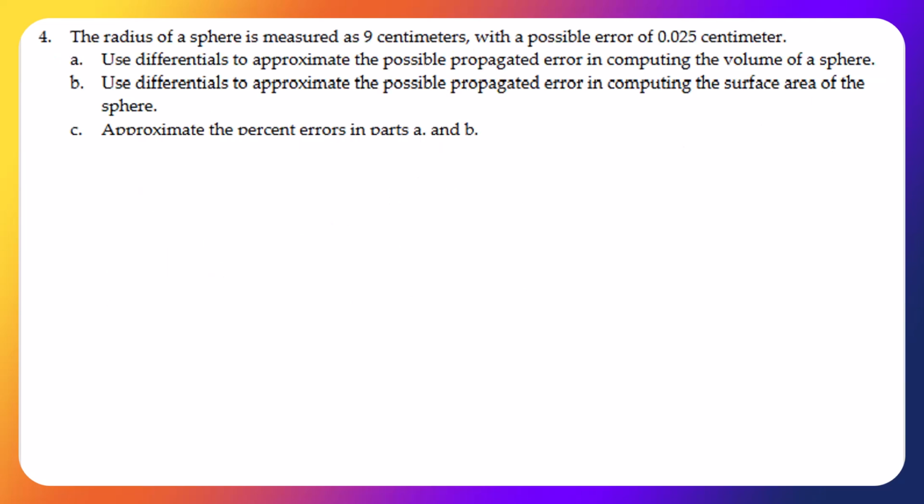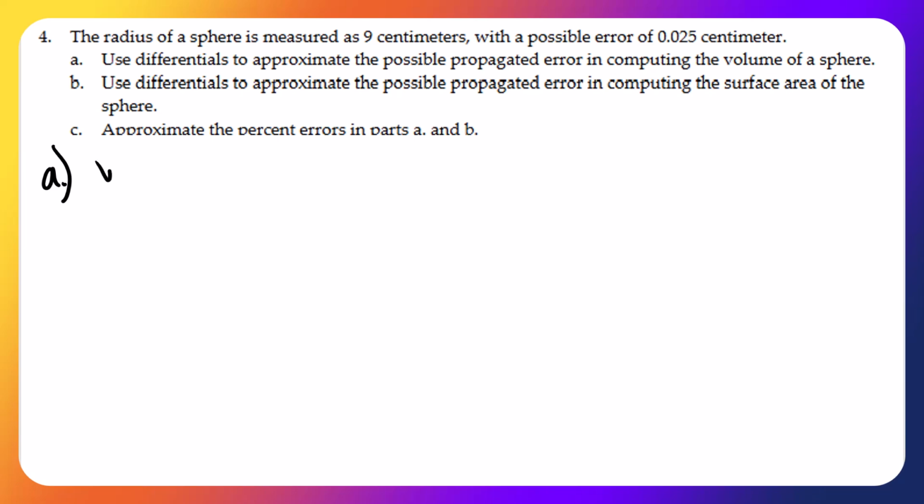Alright, this next one we have another problem that wants us to use differentials. So here we're looking at the radius of a sphere is measured as 9 centimeters, but they're giving us a possible error of about 0.025 centimeters. So as we're looking at that, that's the error on the radius. So in our case, that's going to be our dr. In part A, they want us to use differentials to approximate the possible propagated error in computing the volume of the sphere. So remember, if we have an error with the radius, that's going to translate to an error in the volume as well.